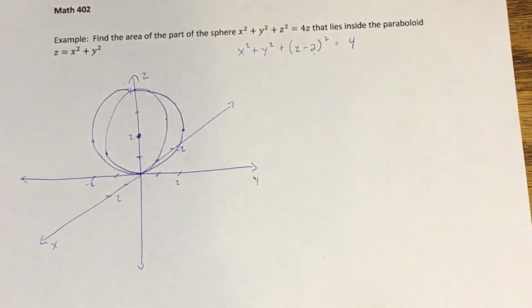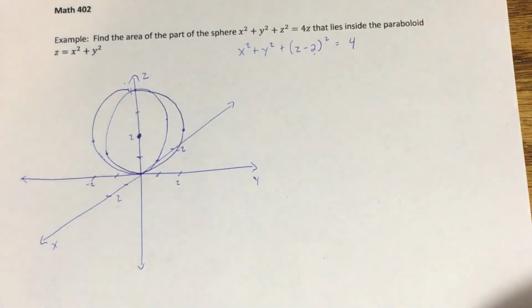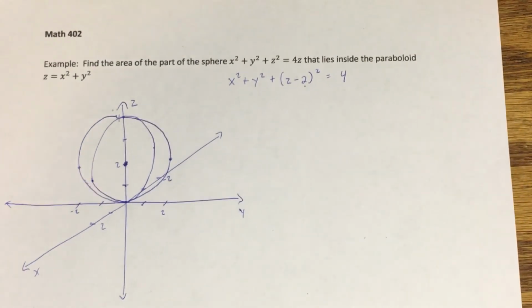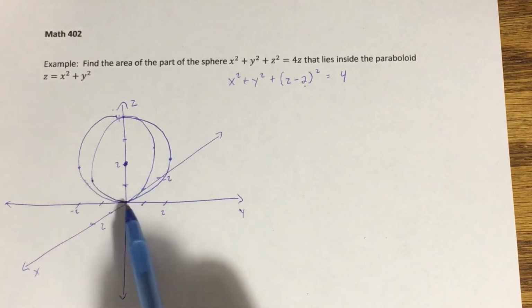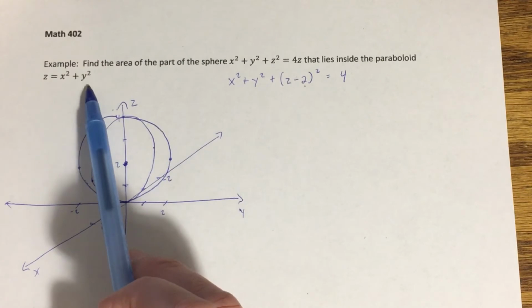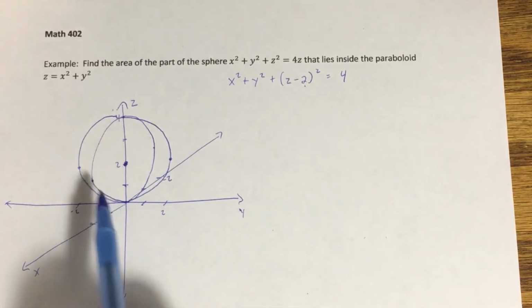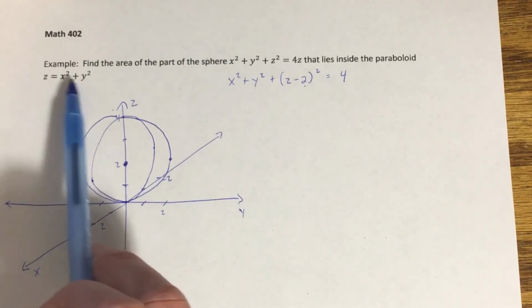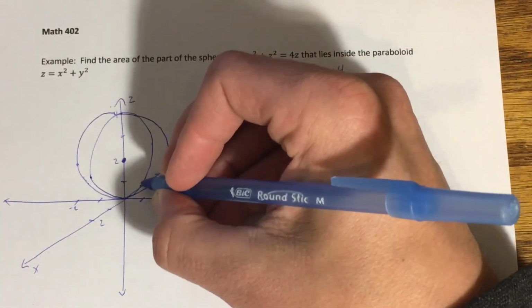This is kind of like the trace in the XZ plane. So it doesn't look too spherical, but that's supposed to be a sphere, so just try to imagine it that way. And then in addition to that, we have this paraboloid, z equals x squared plus y squared. The trace in the xz plane, which is where y equals 0, would look like z equals x squared. The trace in the yz plane, which is where x equals 0, is going to look like z equals y squared.